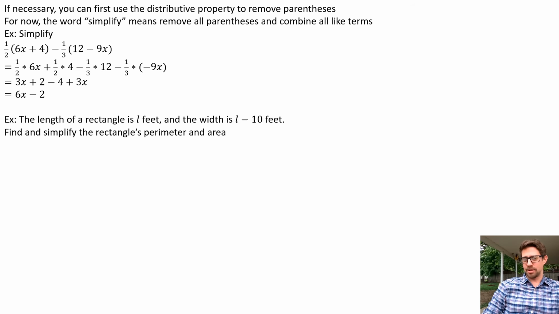This is not a geometry course. I don't expect you to know complicated formulas from geometry, but I do expect you to be able to figure out what a rectangle's perimeter and area are. If you even know what those words mean, then you know. Perimeter means distance around, so you add up all the sides. Area means how much stuff is in it, so you multiply the length and the width.